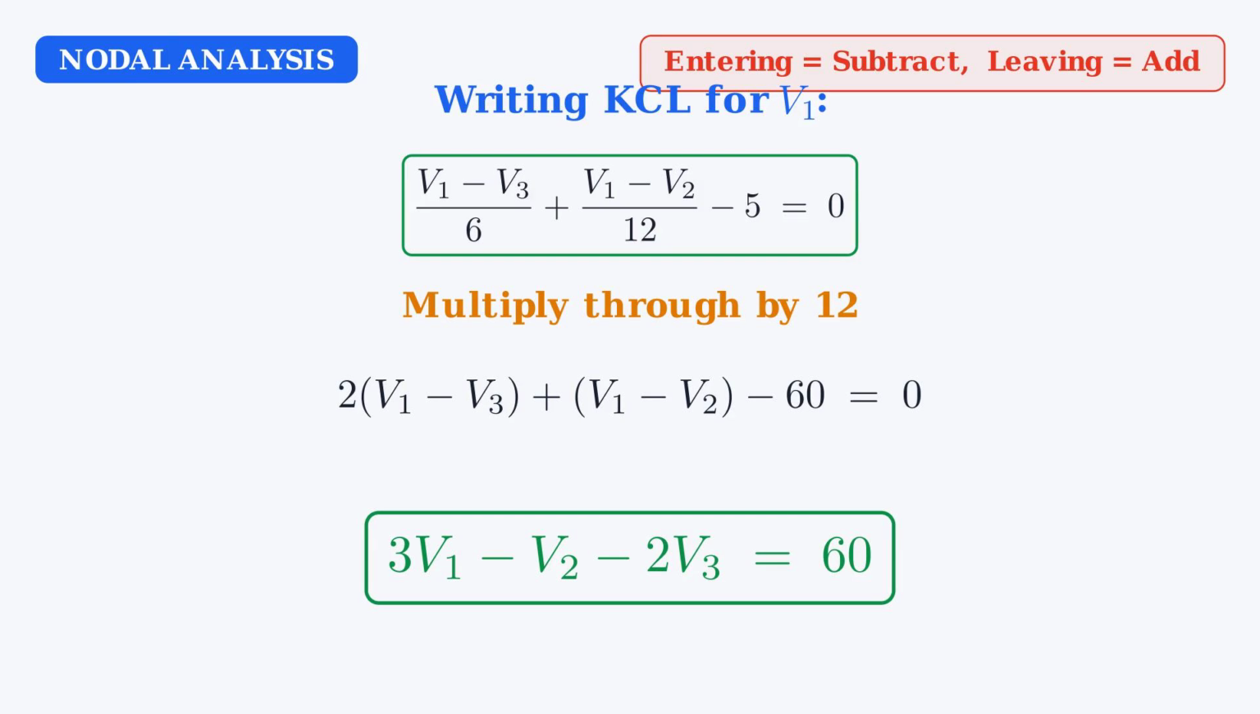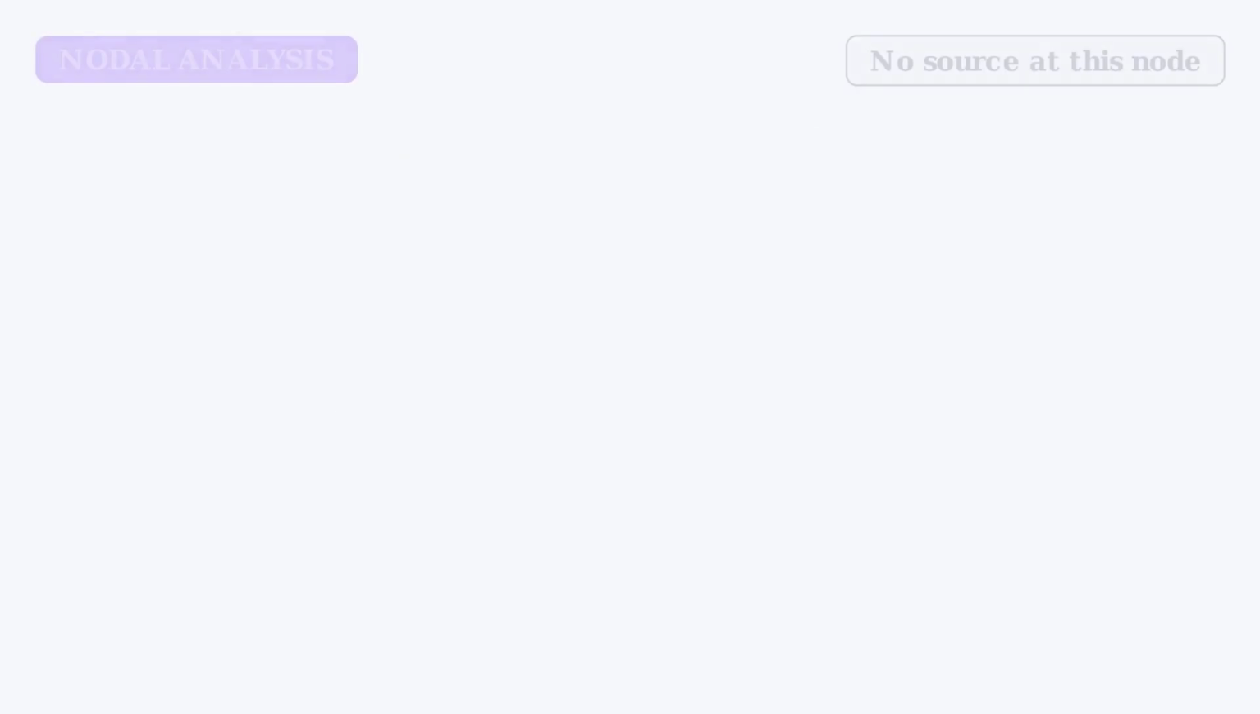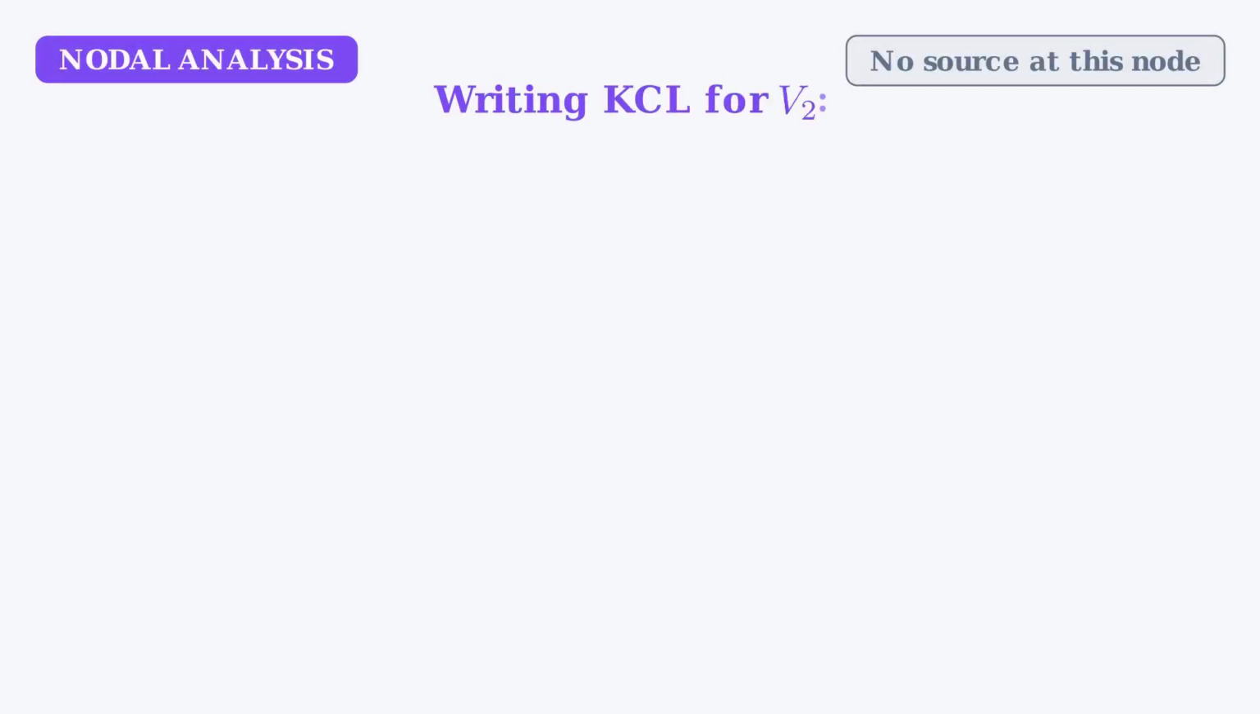Multiply through by 12 to clear denominators. We get 2 times (V1 minus V3) plus (V1 minus V2) minus 60 equals 0. Combining, 3V1 minus V2 minus 2V3 equals 60. That is our first equation.